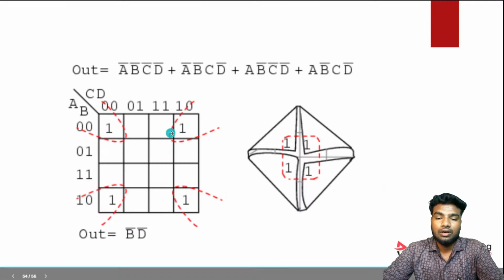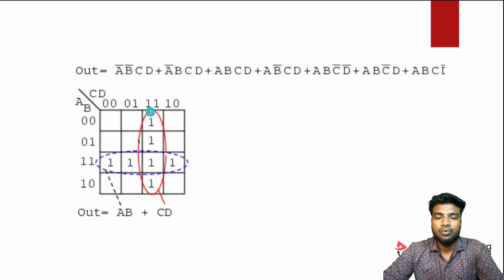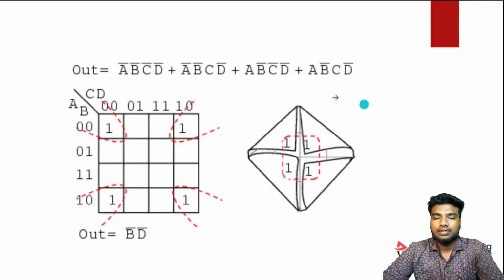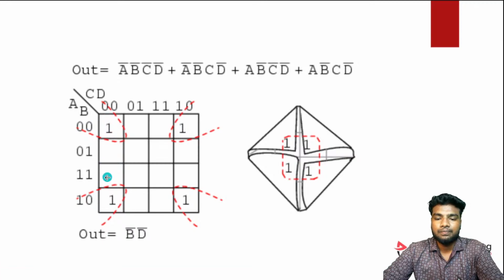So I'm grouping by two bits. We saw this is grouped by four bits, this is grouped by two bits. So this is one group, and this is one group. If you take A B here, A is changing but B is the same, so we write B bar for this group.